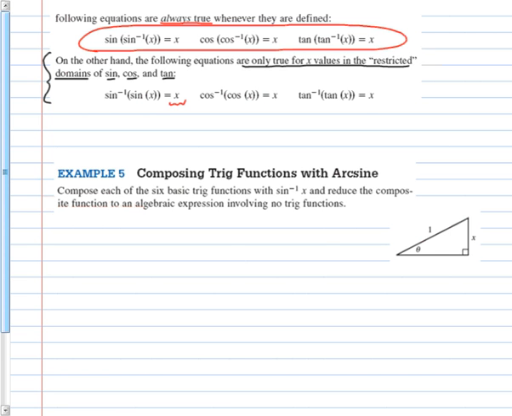But these equations are always true. If I take the sine of the angle whose sine is x, what's the sine of the angle that gives me a sine value of x? X. These are always true. The cosine of the inverse cosine of x is x. So it could be the tangent of the inverse tangent of 7 is 7. Those things always work out that way.